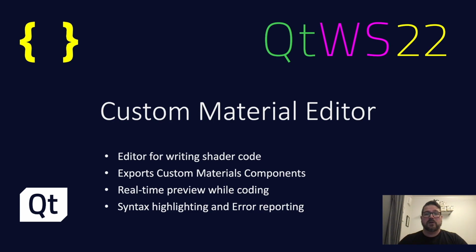Since the process of creating a custom material involves writing shaders and exposing uniforms and properties, we added the custom material editor, which should make the process of creating those materials easier and more iterative. The custom material editor is a standalone tool and ships with Qt Quick 3D. It has real-time preview of the material, syntax highlighting, and error reporting. So let's just dive in and see how we can quickly create a custom material and use it in our Design Studio project.